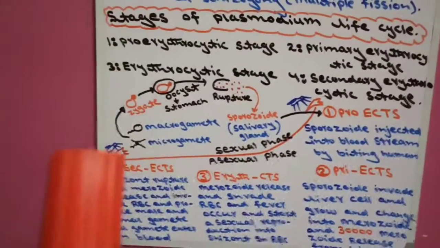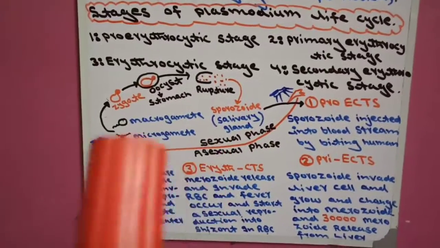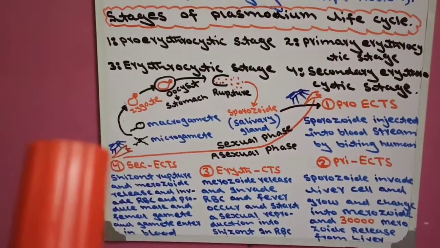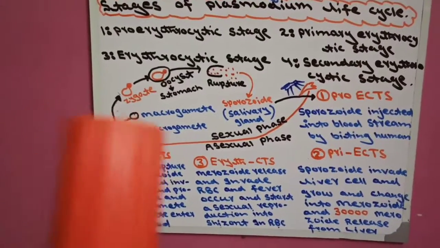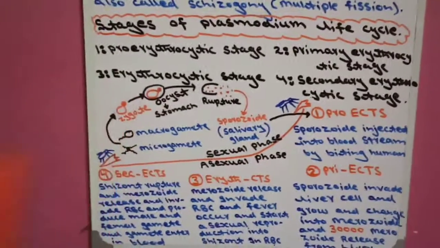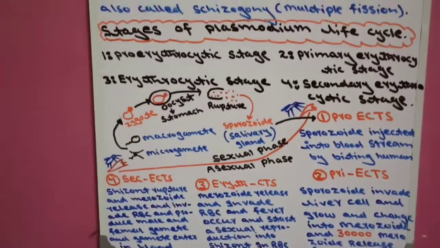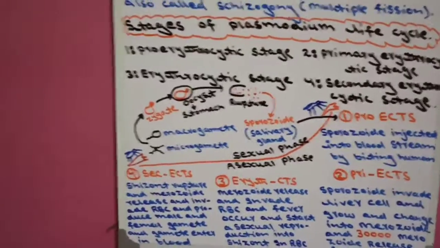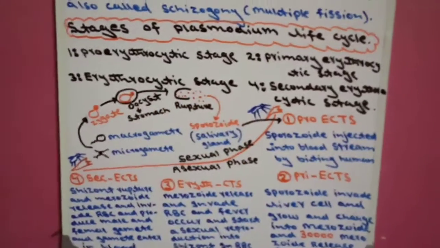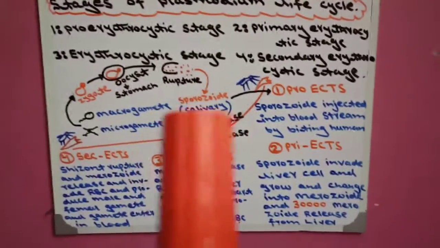In the sexual phase, the first stage is that micro and macro gametes enter the stomach of the female Anopheles mosquito by biting the infected person. The second stage is the zygote, where male and female gametes meet. The third stage is the oocyst, where the zygote is covered by a cyst. Both zygote and cyst are known as the oocyst in the stomach. The fourth stage is rupture of the oocyst. When the oocyst ruptures, the sporozoites are released and reach the salivary gland.